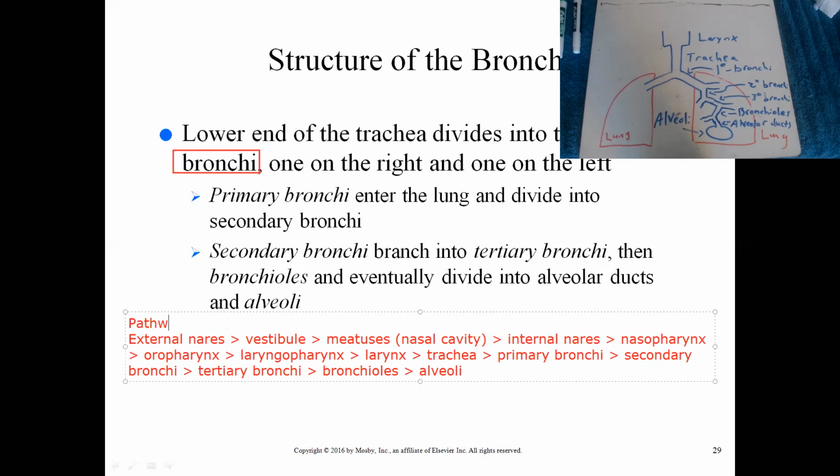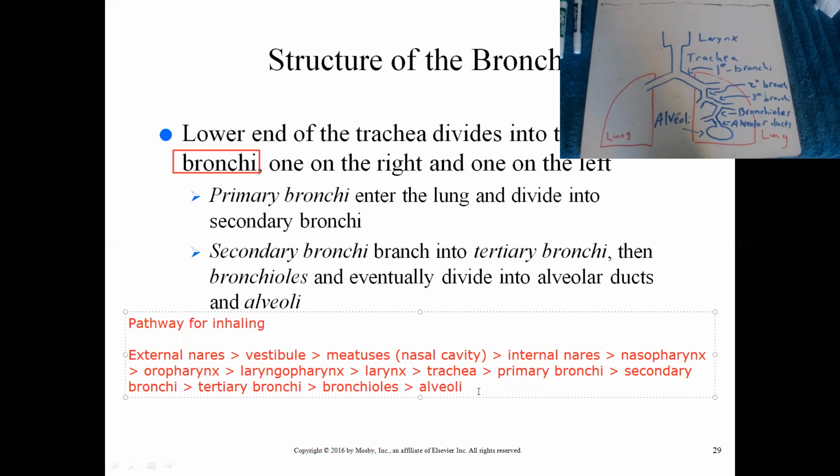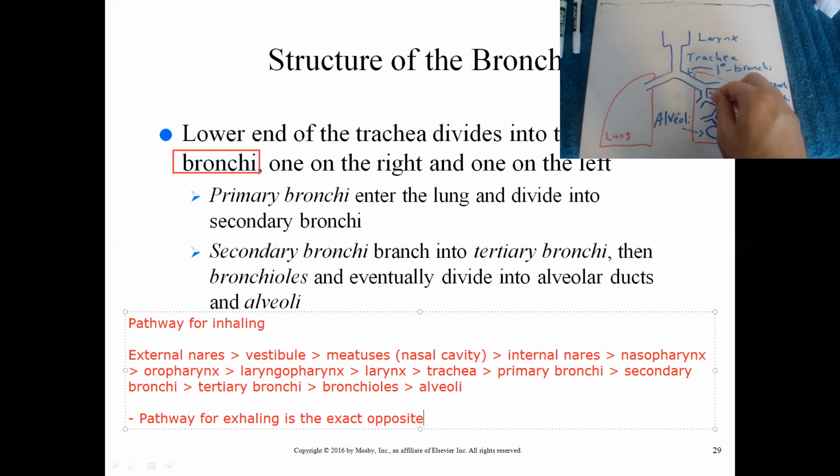This is the pathway for inhaling. Do note the pathway for exhaling is the exact opposite. So I could ask you either something about the pathway for inhaling or exhaling, either way. So be cognizant of that.